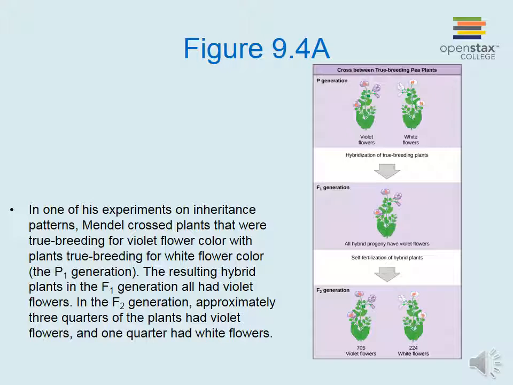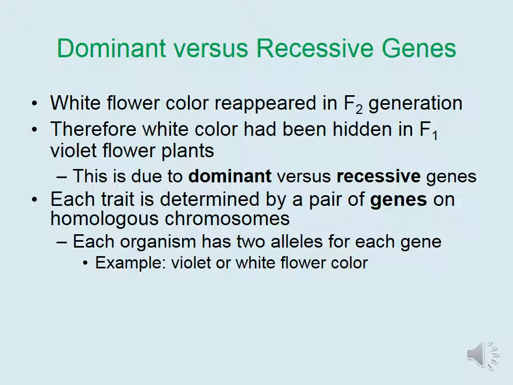In one of his experiments on inheritance patterns, Mendel crossed plants that were true breeding for violet flower color with plants that were true breeding for white flower color. This was the P1 generation. The resulting hybrid plants in the F1 generation all had violet flowers. In the F2 generation, approximately 3/4 of the plants had violet flowers and 1/4 had white flowers. The white flower color reappeared in the F2 generation when the F1 violet plants self-fertilized. Therefore, the white color had been hidden in these F1 violet flower plants. This is due to dominant versus recessive genes.